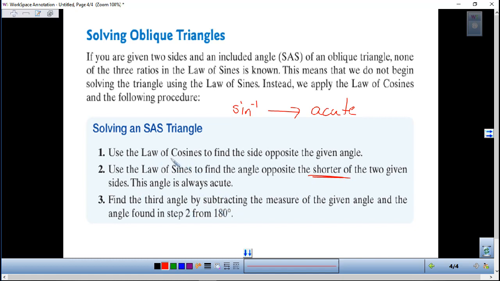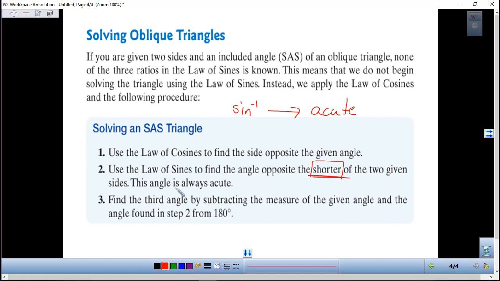The law of cosines now does not have this problem. If you're finding an angle through the law of cosines, it will give you an obtuse angle. The law of sines will never give you an obtuse angle. It'll always give you the acute angle that is supplementary to it, if it's supposed to be an obtuse angle. That's why you always want to do the shorter of the two, because there can only be one obtuse angle.